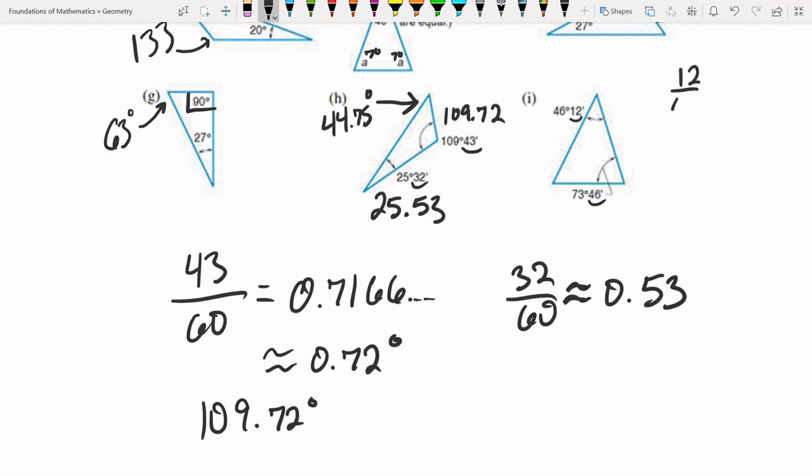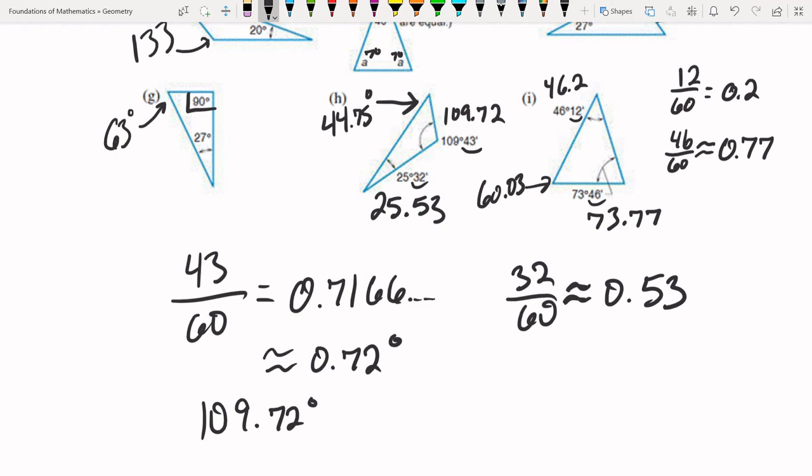Okay, same thing for this last one. I'm going to say 12 over 60 equals what? That should be 1/5, I believe. Yep, so 0.2. And then 46 over 60 is approximately equal to 0.77. So this angle is 73.77 and 46.2. So the third angle here is going to be 180 minus 46.2 minus 73.77. That gives me 60.03 degrees.